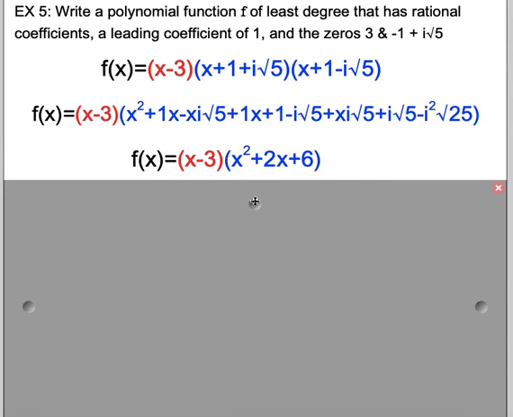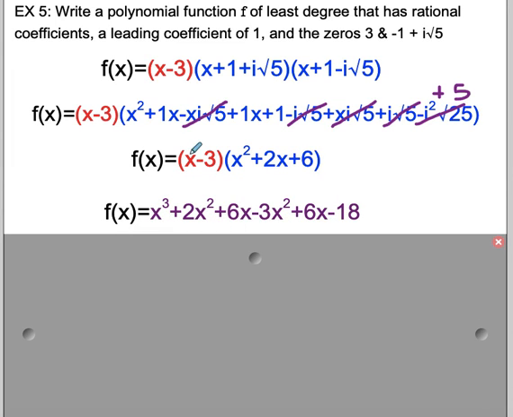Okay. Now I got to combine all this stuff, and it should end up being this nice, pretty little thing down here. So negative xi square root of 5 should cancel with positive xi square root of 5. Negative i square root of 5 should cancel with positive i square root of 5. Well, let's see. Square root of 25 is 5. So this is negative times a negative 1, so positive 1 times 5 is positive 5. So this is plus 5. Hey, I didn't make a mistake this time. Rock on. So I get x squared, 1x and 1x make 2x, and 1 plus 5 makes 6.